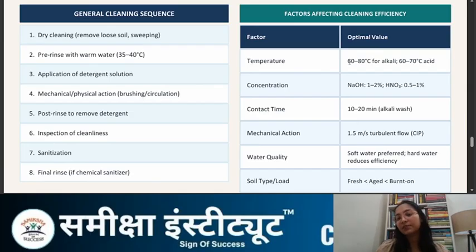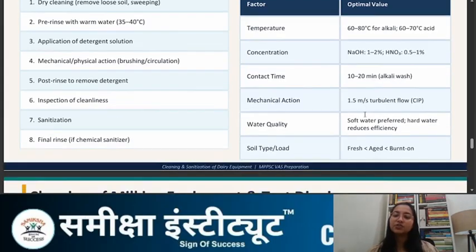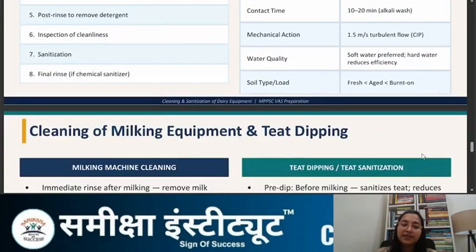Okay, the temperature should be 60 to 80 degrees Celsius for alkali, 60 to 70 or 60 to 80 again for acidic. Then the concentration should be 1 to 2% for alkali and 0.5 to 1% in case of nitric acid. Contact time should be 10 to 20 minutes. Mechanical action should be turbulent flow. And water quality should be soft water, because hard water reduces efficiency. It leads to formation of milk stones. Then soil type. Okay, the most important, fresh one, aged one, burnt ones, all of them should be removed. So for that we need to ensure that whole of them should be removed using cleaning in place system.